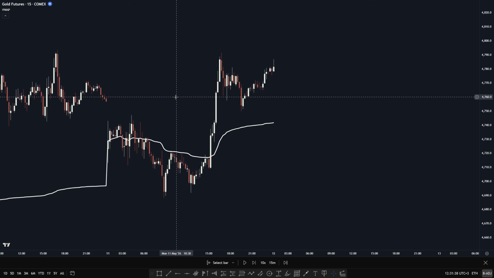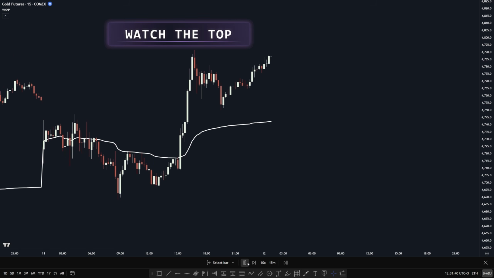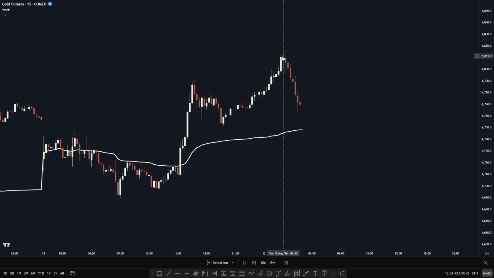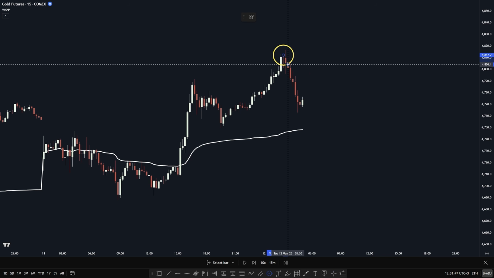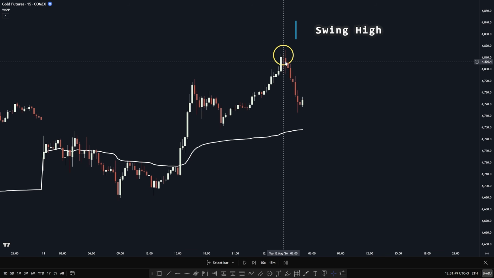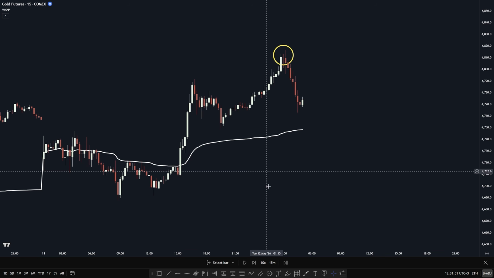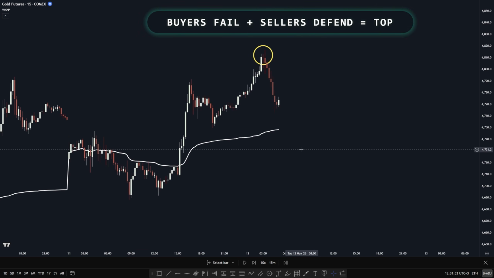Look at this 15-minute chart. Price pushes up, stops, and drops. I do not treat that top as a random candle shape. That top point becomes a swing high, which means it is a place where buyers fail to push price higher or where sellers defended the move.